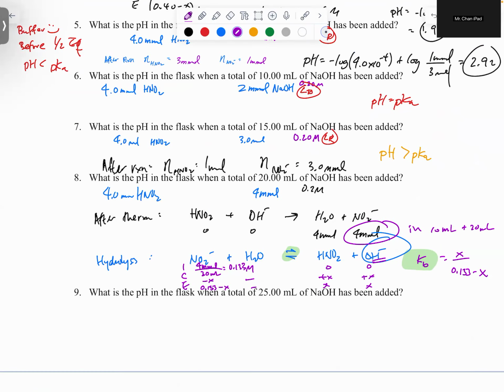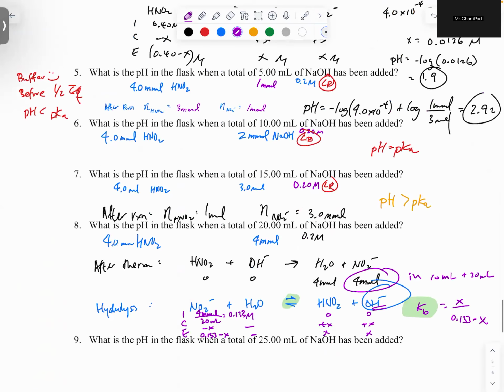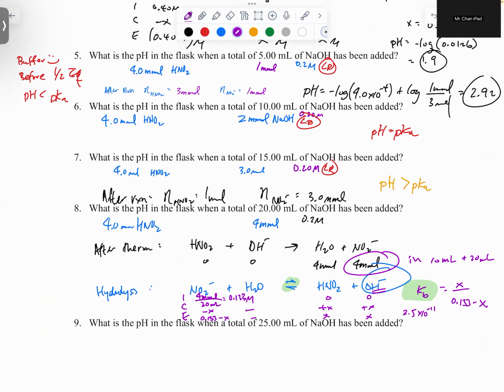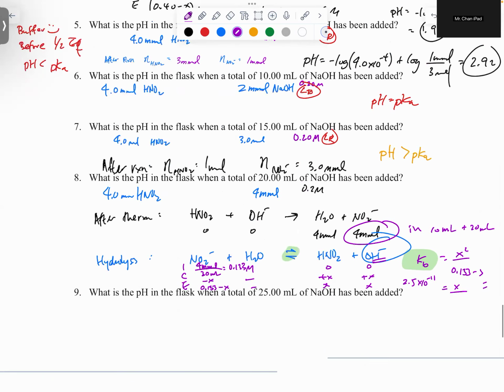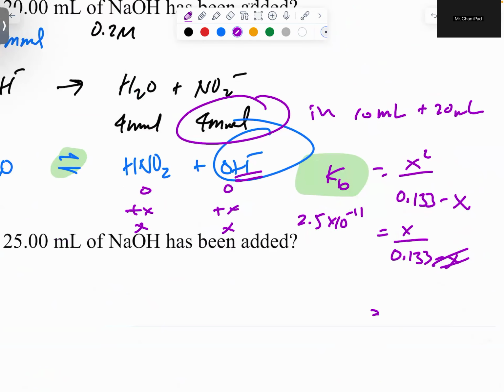2.5 times 10 to the negative 11 is equal to x squared over 0.133 minus x. And again, the K is very small, so the x is gone. You just multiply 2.5 times 10 to the negative 11 with 0.133, then take the square root. So x is equal to 1.82 times 10 to the negative 6, which is the concentration of OH minus.